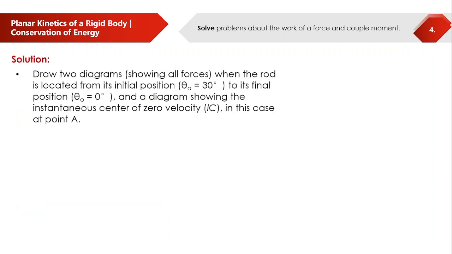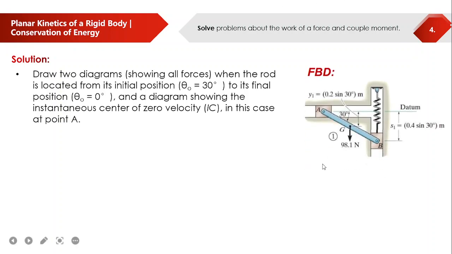Draw two diagrams showing all forces when the rod moves from its initial position, theta sub O equal to 30 degrees, to its final position, theta equal to 0 degrees, and a diagram showing the instantaneous center of zero velocity, IC, in this case at point A. At point A, the velocity is zero when we release the slider block to its original, unstretched position.